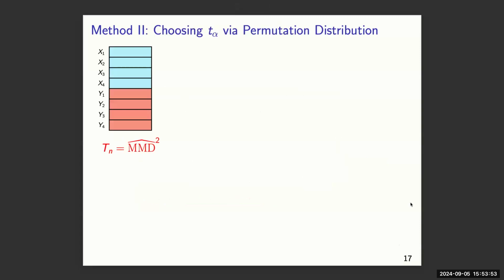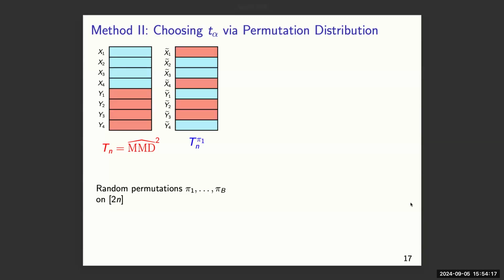Okay, so one alternative is to use the permutation distribution. Here it uses the fact that if the null is true, then even if you shuffle the rows of the data set, the distribution remains the same. So here's the idea. You stack the data points together, and the blue rows are the x's and the red rows are the y's. And let's say you compute the statistic with this arrangement. Let's call that Tn.